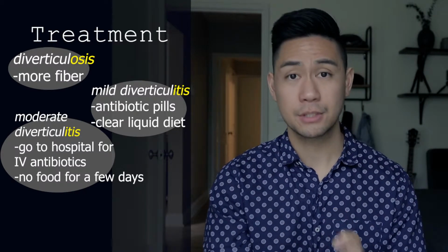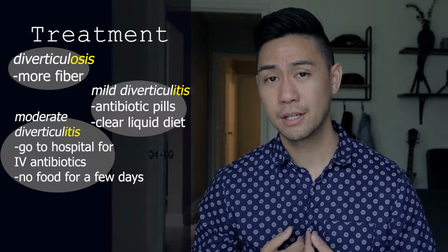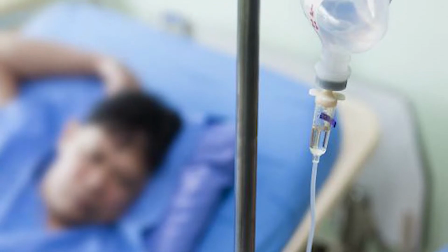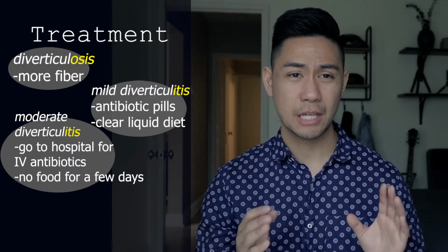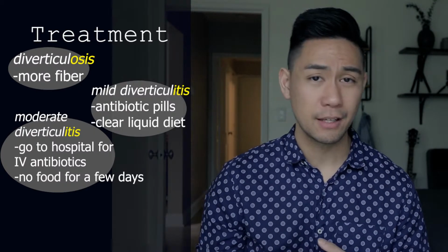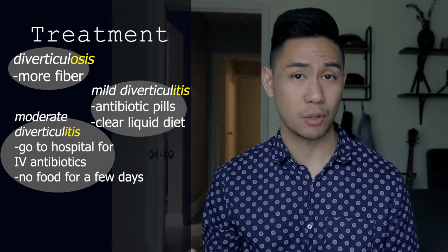If you have a more severe case of diverticulitis, this means fevers, chills, severe abdominal pain, inability to swallow pills, inability to eat or drink, then you need to stay in the hospital with us to get antibiotics through an IV. This means that the antibiotics are delivered straight into your bloodstream. You will temporarily need to not eat or drink anything to let your bowels have time to rest because they are so inflamed and so angry.